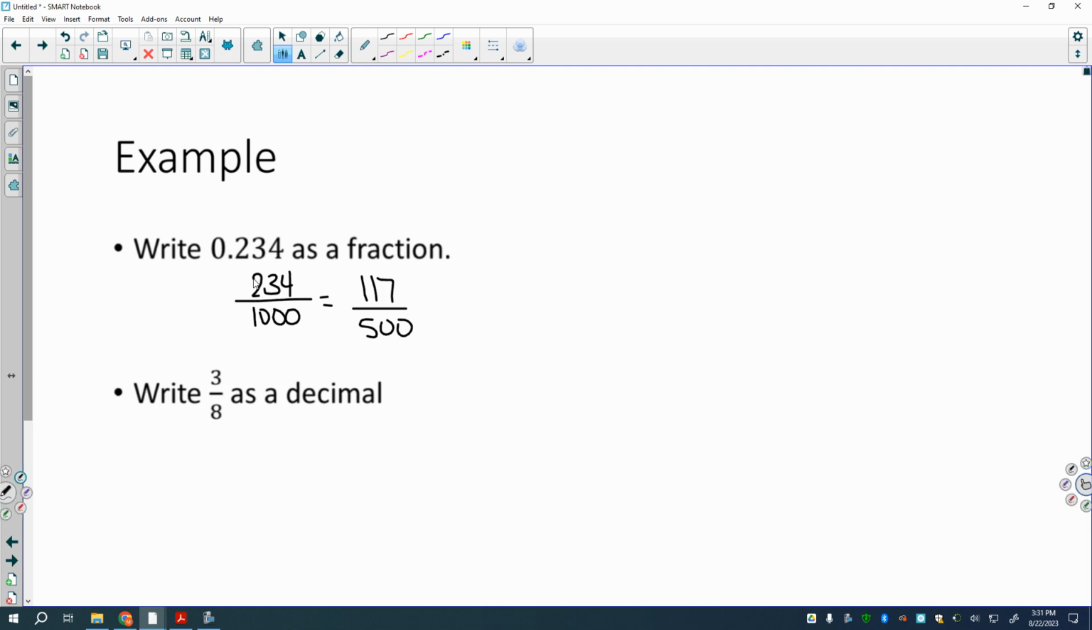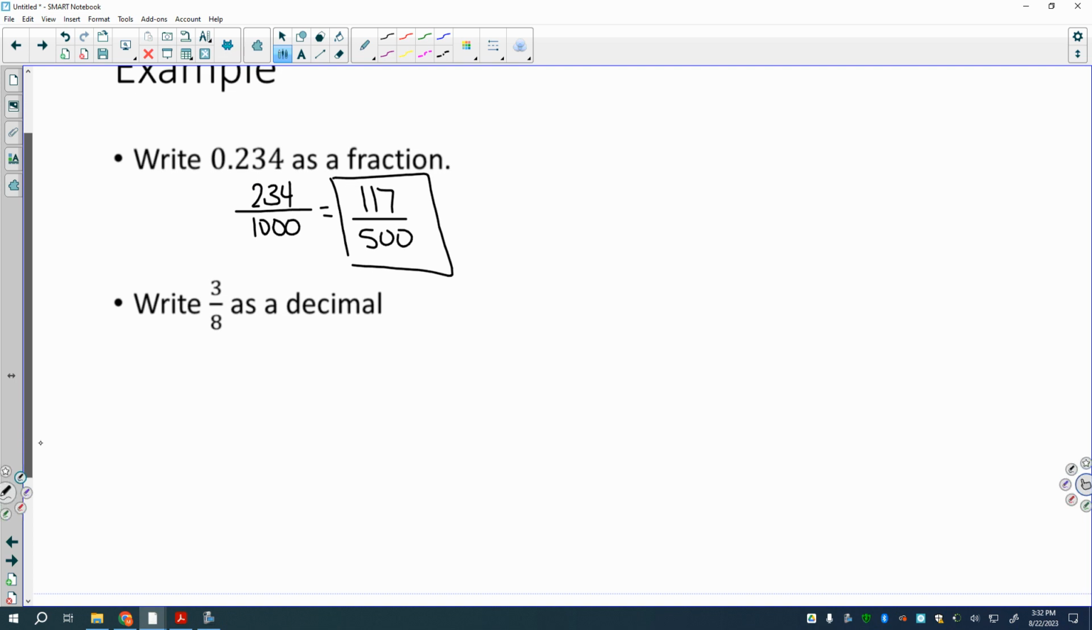500, it's even. It's divisible by 2, but 117 isn't. 117 is divisible by 3, but 500 isn't. 500 is divisible by 6, but the top isn't. So really, I'm looking at that. That's as simplified as it gets. So I just leave it.